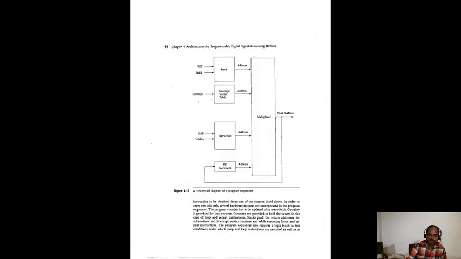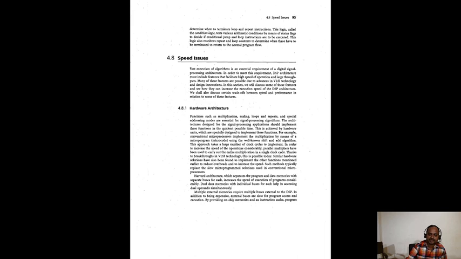Generally, the concept of program sequencer and speed issues. Harvard architecture we already know. Parallelism, how to improve the speed? Go for parallel processing. Fetch the instruction, decode the instruction, execute the instruction. While decoding is happening for the first instruction, try to fetch another instruction and decode it.